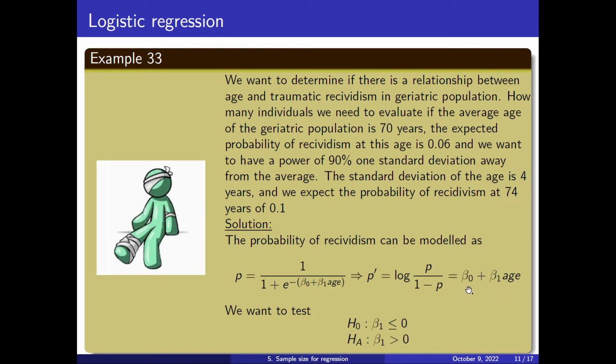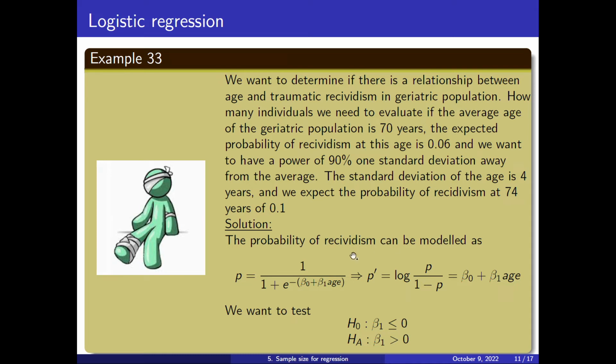Okay, so let us imagine that we are interested in determining the relationship between age and traumatic recidivism. So recidivism is: old people tend to fall, and then once you have fallen at least once, what is the probability that you will fall again? So these repeated falls.